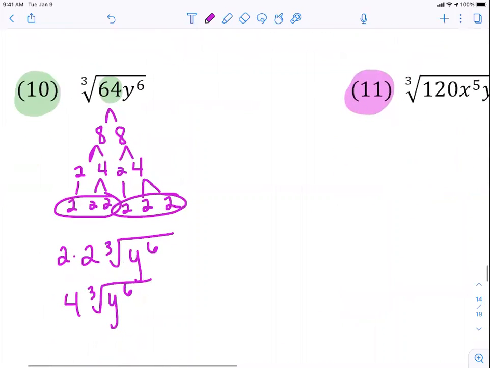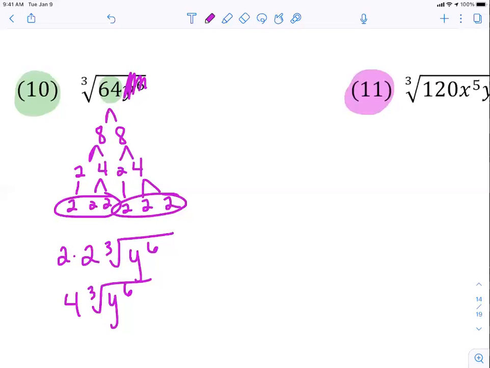Number 10, if you just broke down, I know there's a y to the 6 there, but if we pretend that that's not there for just a moment, and we just simplify this as if it was cubed root of 64, hopefully you kind of started with this. Start by breaking down 64. I chose 8 times 8. Keep in mind that's not the only route you could have gone. But I chose 8 times 8, and we're going to break down every single number as far as it can go. So 8 breaks down into 2 and 4. 4 can break down into 2 more 2s, and that's true really of both.